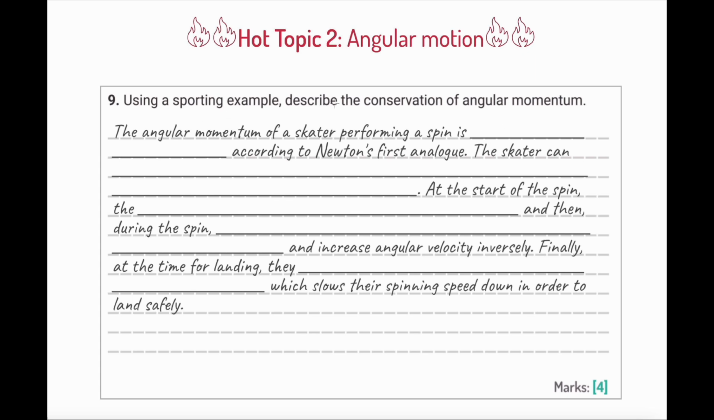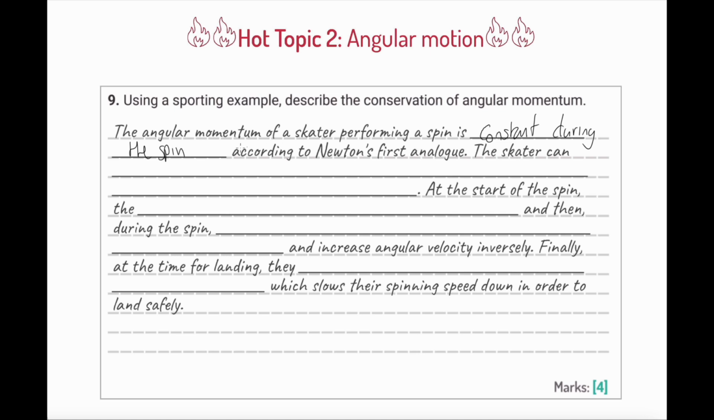So, use an example, describe conservation of angular momentum. It feels very technical, doesn't it, this term, but maybe we can simplify it here. So, angular momentum of a skater performing a spin is what? It's constant. There's another train. Lived close to a train line. It's constant during the spin, according to Newton's first analogue.